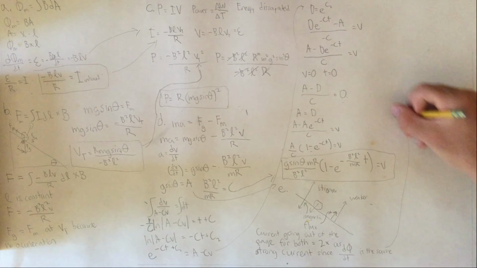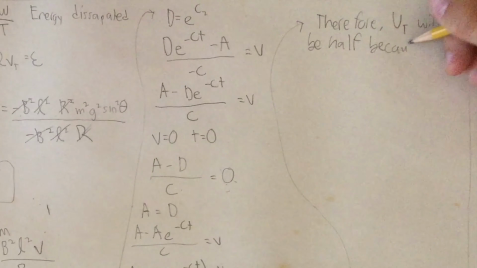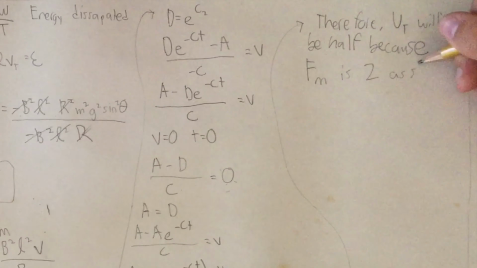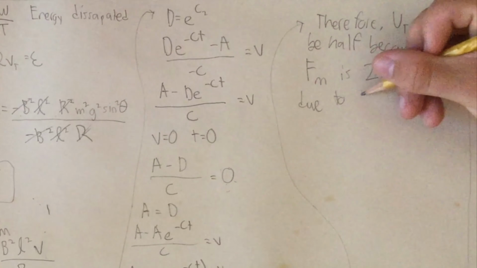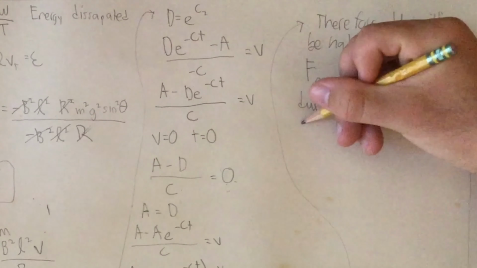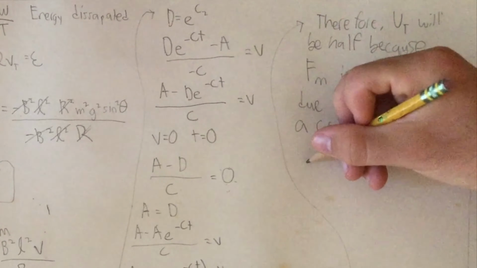Yes, here we go. Therefore, the terminal velocity will be half of what it was before, because the force produced by the magnetic field is twice as strong due to the current being twice as strong. And we can see this because of the relation between the current and the force.